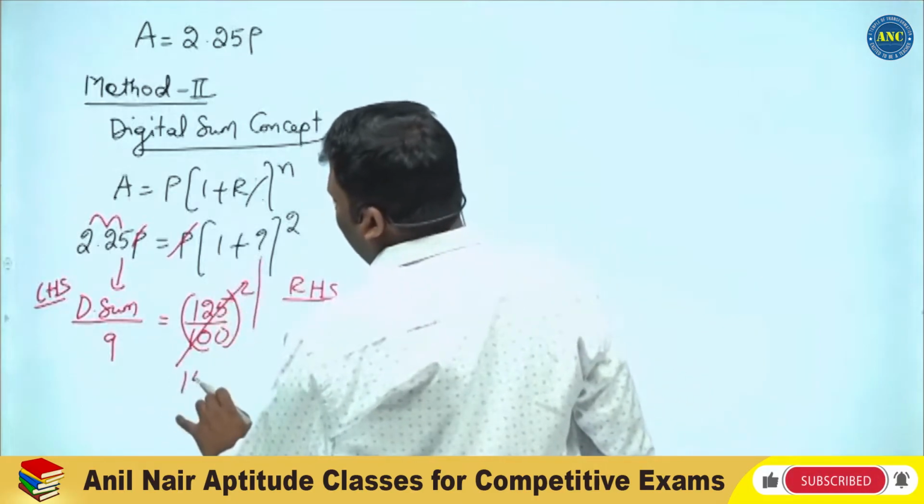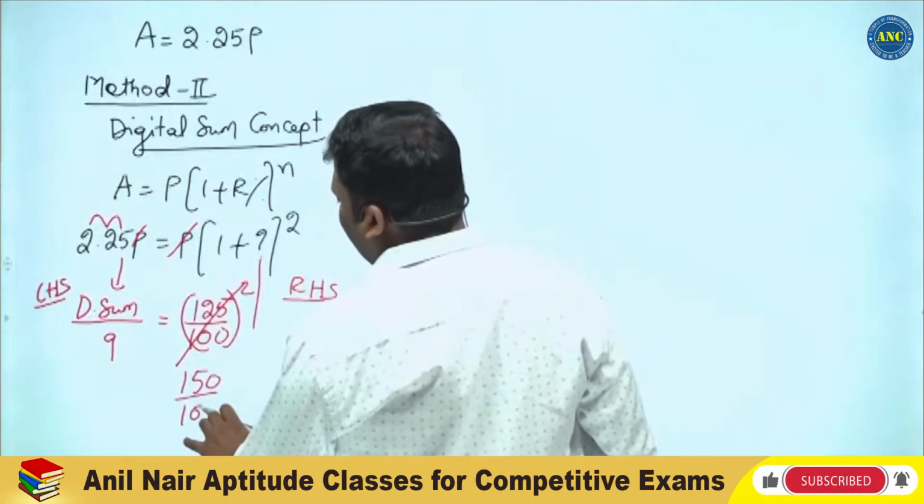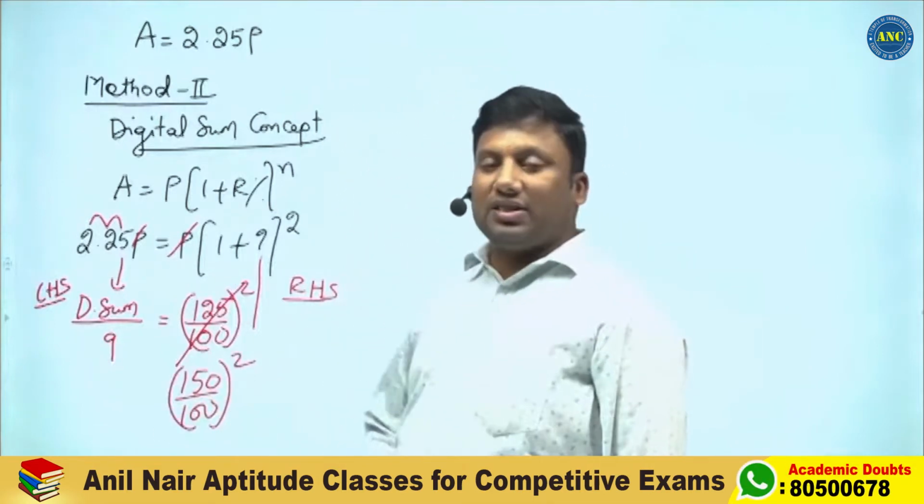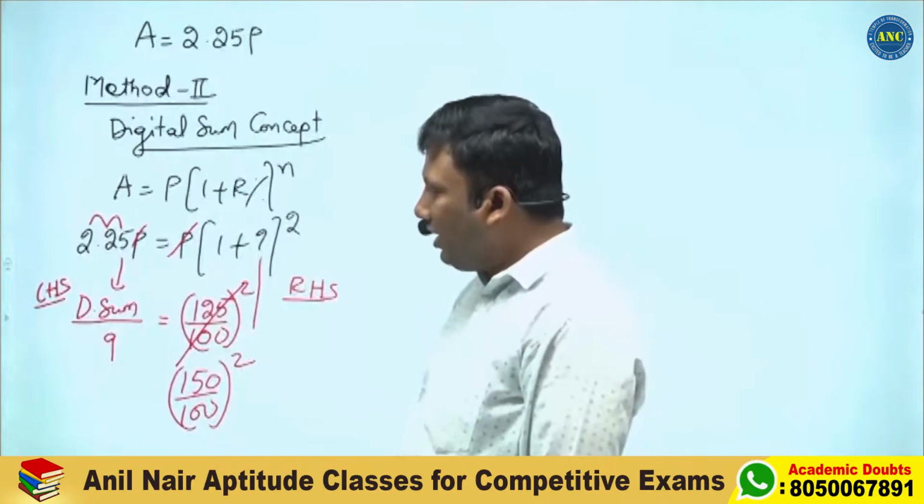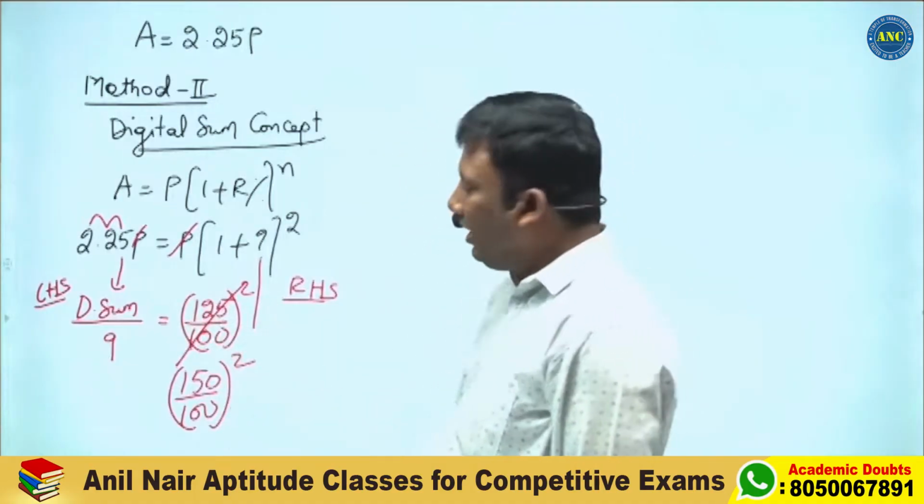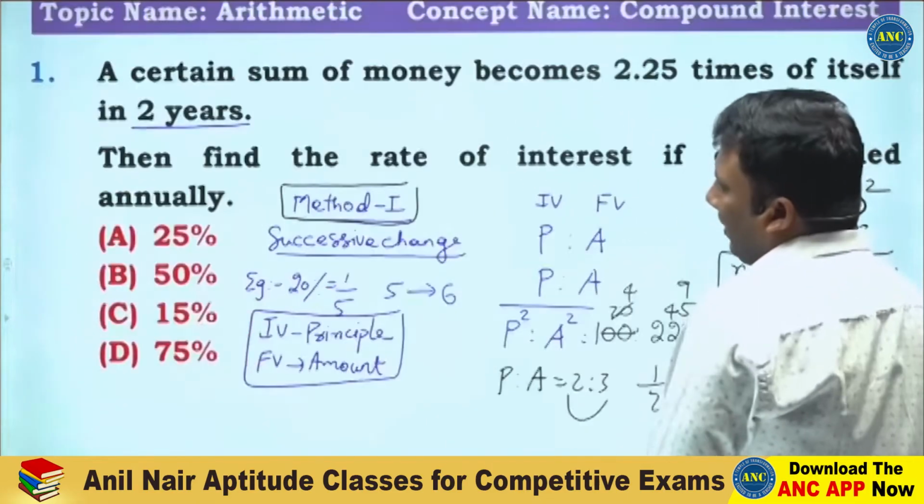If I put 50 percentage, it is 150 over 100 squared. 150 has digital sum 6. 6 squared is 36, and 3 plus 6 is 9. I hope it is clear. So the answer is 50 percentage.